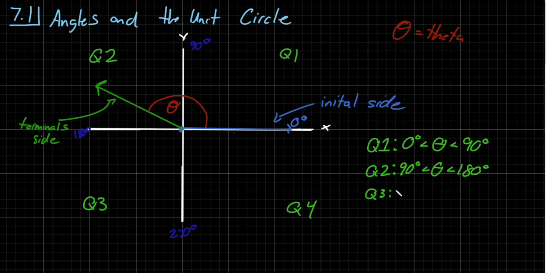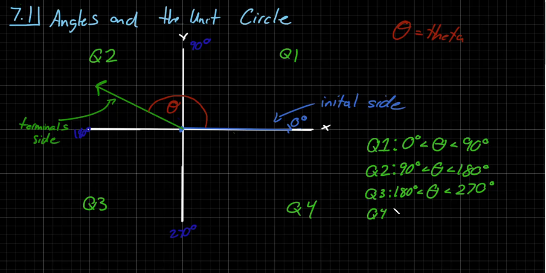I'm in this quadrant right here. So I went from 180, and this quadrant ends when I get to how many degrees? I start at 180, and I end at 270. Yep, 270. So all the angles in quadrant 3 are between 180 and 270.